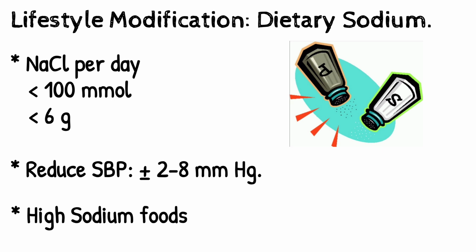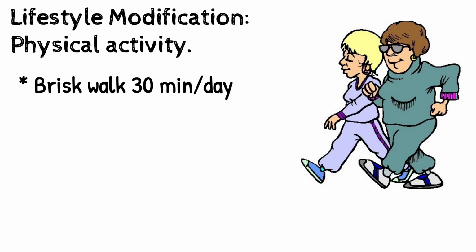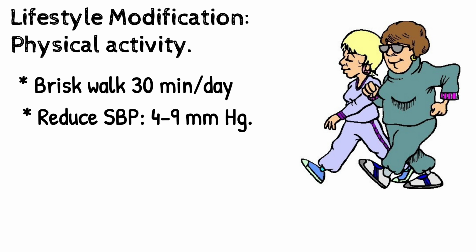Other foods that are high in dietary sodium are packet soups, stock cubes, gravies, processed cheese, breakfast cereals, breads, salty snacks, and tinned foods. Regular moderate exercise is advised, for example, brisk walking for 30 minutes per day on most days. Regular moderate exercise reduces systolic blood pressure by 4 to 9 millimeters mercury.